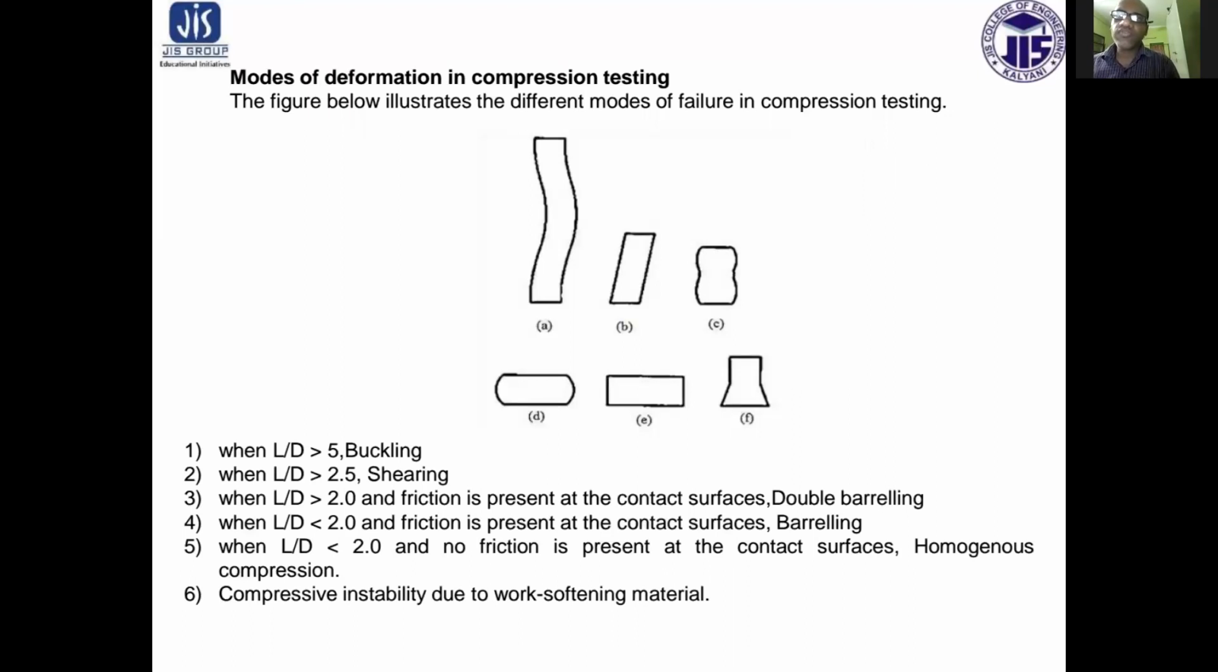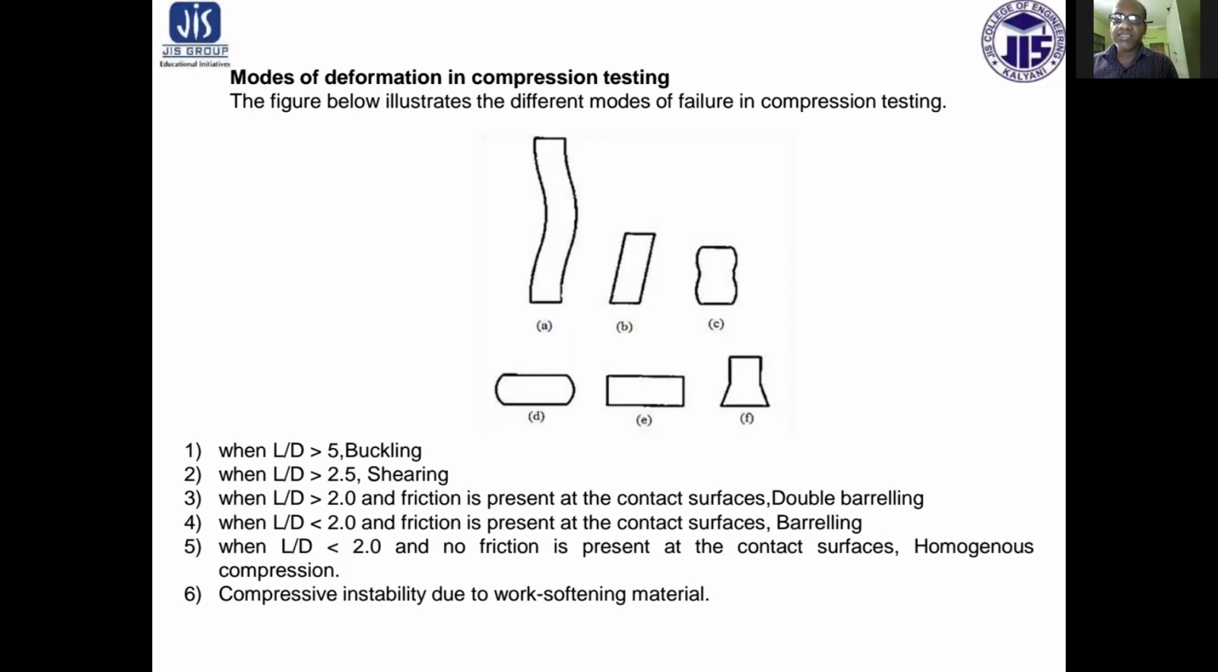Modes of deformation in compression testing. This figure below shows the different modes of failure in compression testing. So number one, if the length is high compared to its diameter, that is, the L/D ratio is greater than 5, then pure compression may not occur. That is, the test specimen is buckled and it fails under buckling.